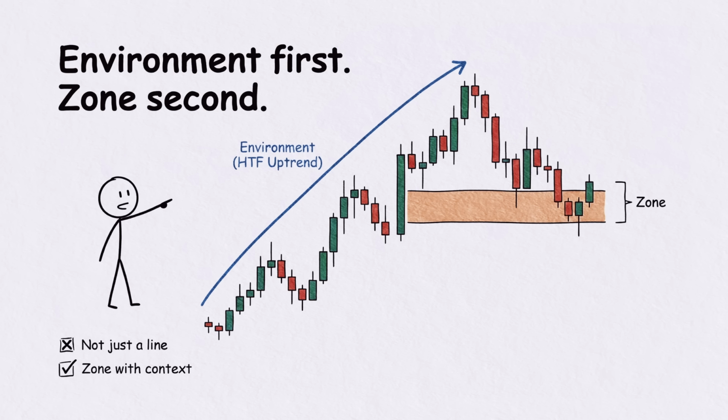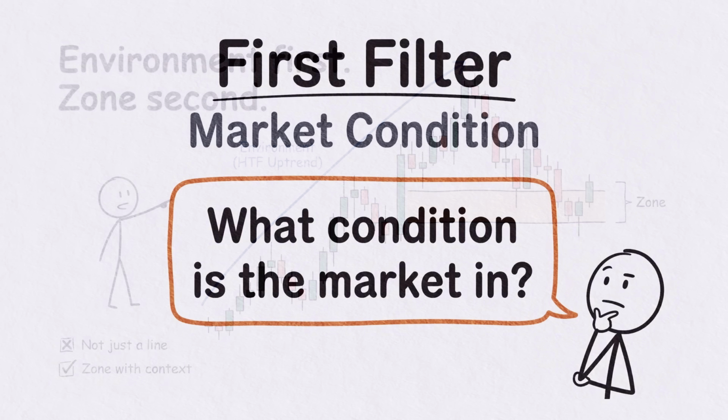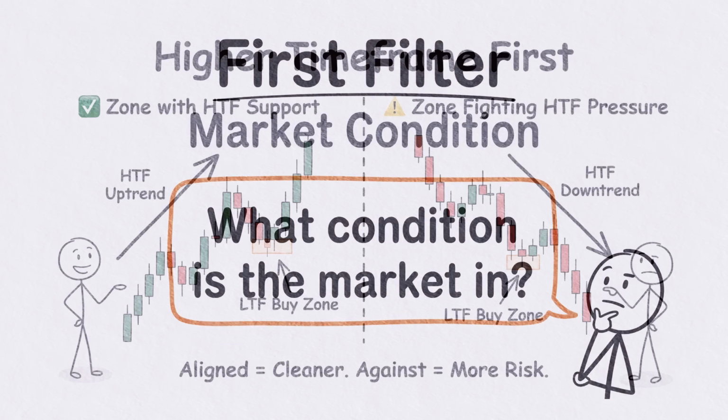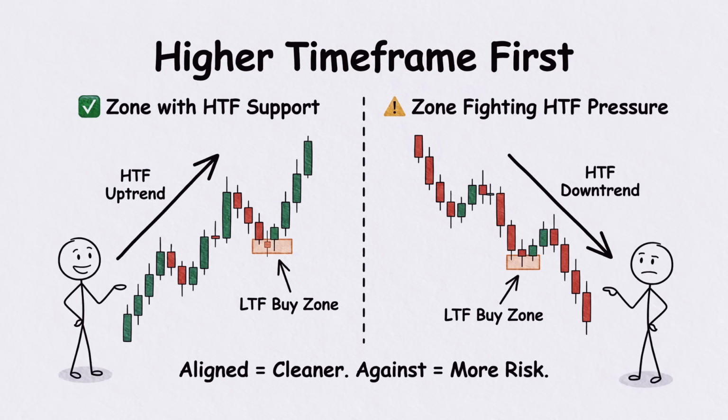The first filter is not the zone. It is the environment around the zone. Before you mark any buy zone or sell zone, ask one question. What condition is the market in? Start with the higher time frame first. If you trade the 15-minute chart, check the 1-hour or 4-hour chart. If you trade the 1-hour chart, check the 4-hour or daily chart.